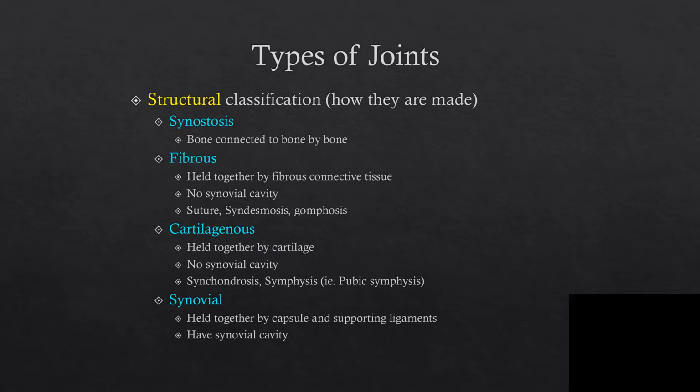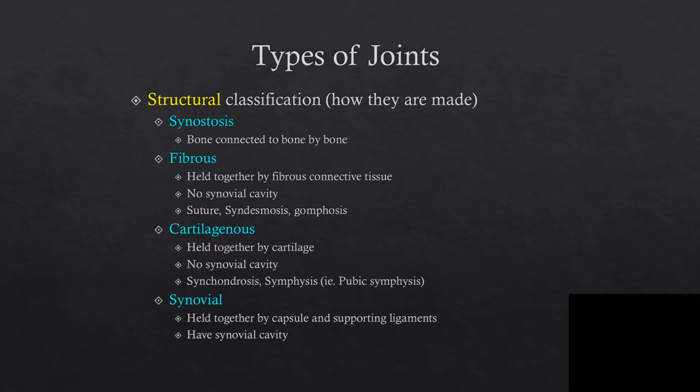A fibrous joint is a joint that's held together by fibrous connective tissue, which we all know from our first section in the lab is a sort of dense connective tissue. There's no synovial cavity, no cavity inside the joint. Typical examples of a fibrous joint would be a suture joint. These are the little joints that we have between all of the cranial bones. A syndesmosis, we saw between the tibia and the fibula, where ligament holds the tibia and the fibula together.